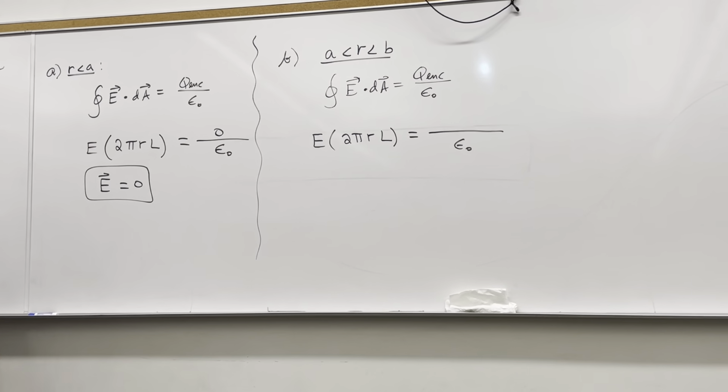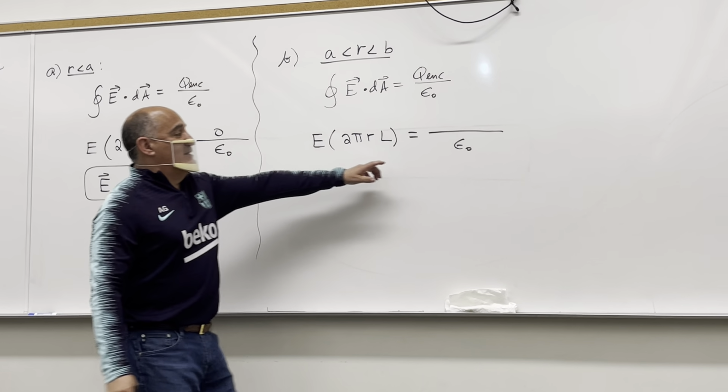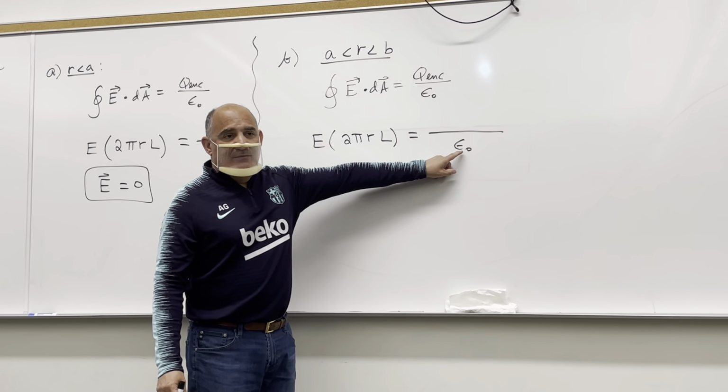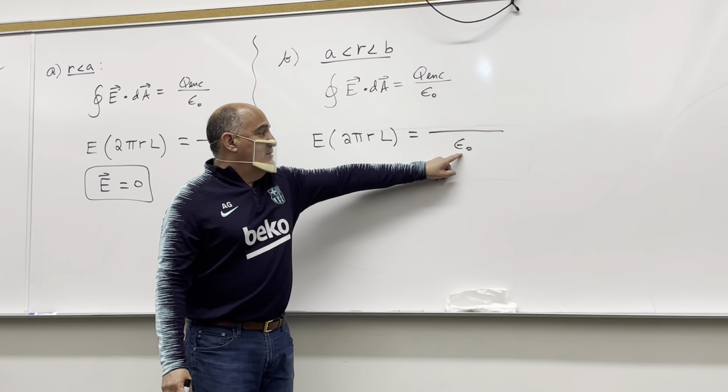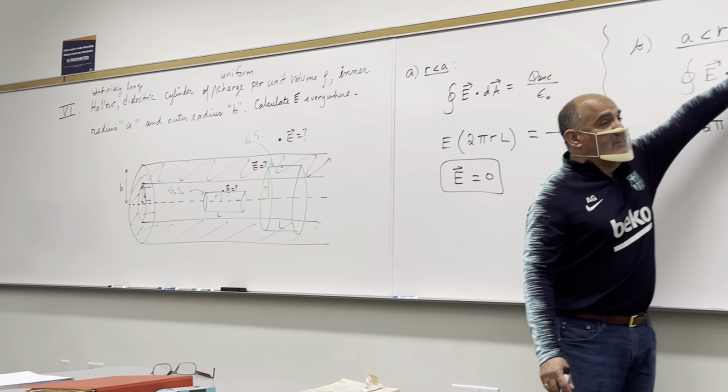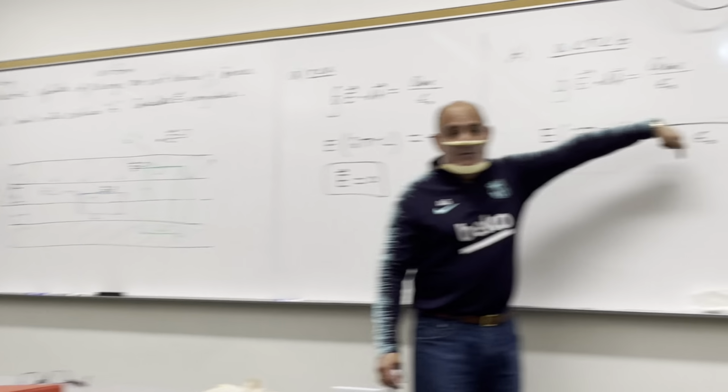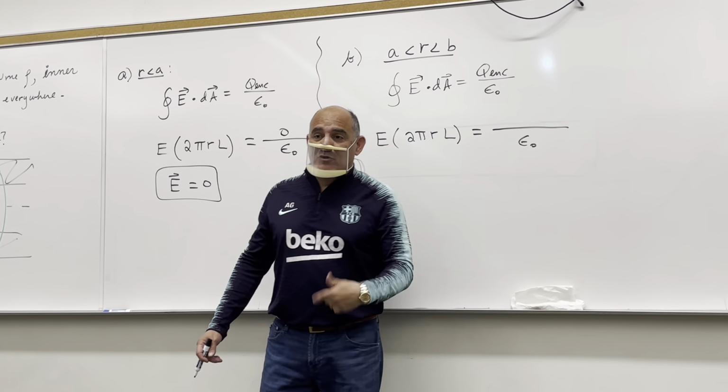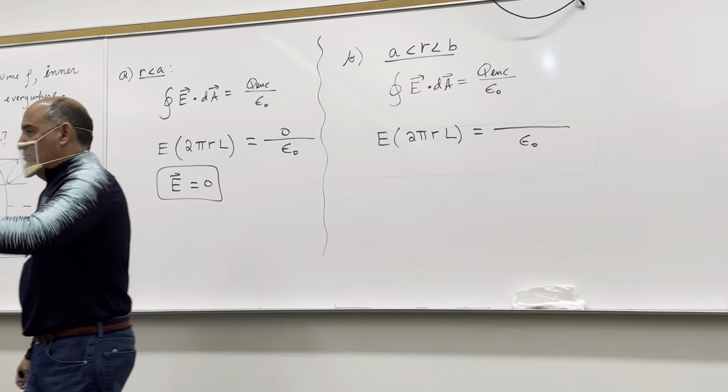And I like to write down the electrical permittivity of free space first, because sometimes you spend so much time on the Q enclosed that you forget to include the epsilon, to divide by epsilon. So I just write that first and then I do the rest.